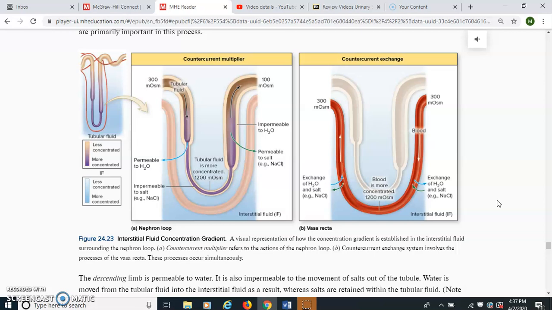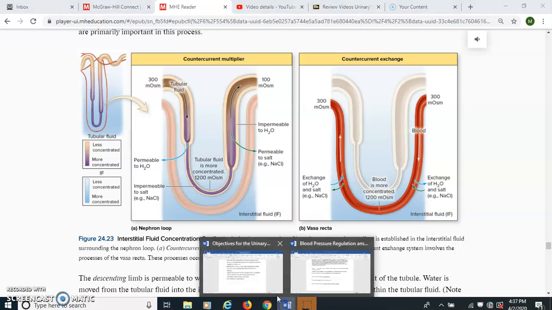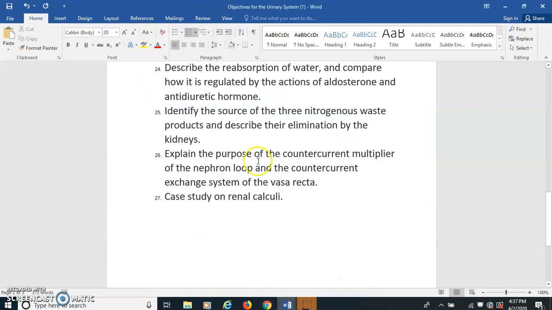So that is our last two objectives, or actually the last two that we're going to talk about in this video. Then I'm going to look at the case study on renal calculi, and I'll see what would be the best way to present that. If I can do a video, I'll do that, or if there's a better way to present it, I'll let you guys know. All right, thank you.